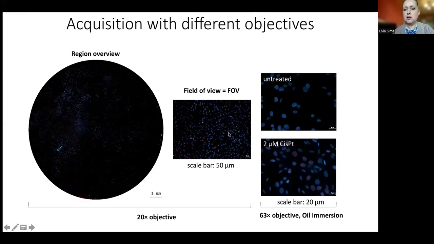Therefore, we need to scan shorter regions of interest with an increased magnification using a 63x objective and oil immersion. And you can see here an example of cells that were either untreated or treated with cisplatin, which is a chemotherapeutic drug that has a DNA damage inducing capacity similar to the radiation. And therefore, we have set up our assays using this positive control.